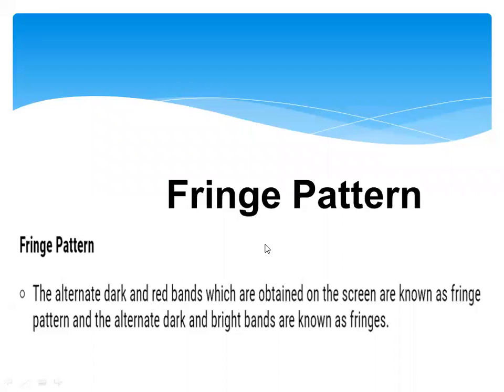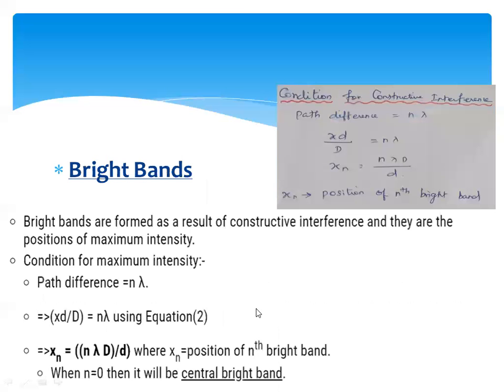So what is a fringe pattern? The alternate dark and bright bands which are obtained on the screen are known as the fringe pattern. And the individual alternate dark or bright bands are known as fringes. In the diagram it is given in red, that is why it shows red bands. So alternate dark or bright bands obtained on the screen by coherent sources, we call it a fringe pattern. Next, we are going to see bright bands.